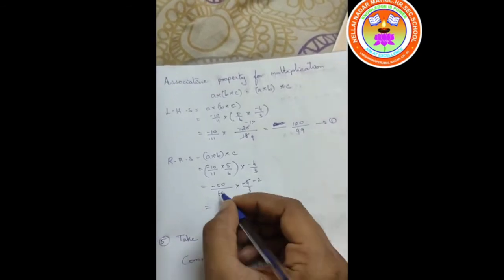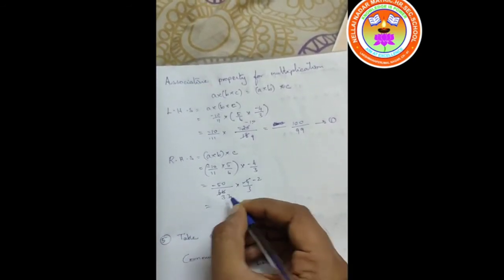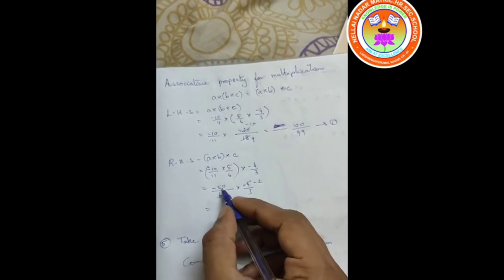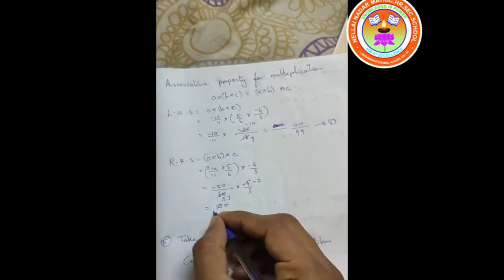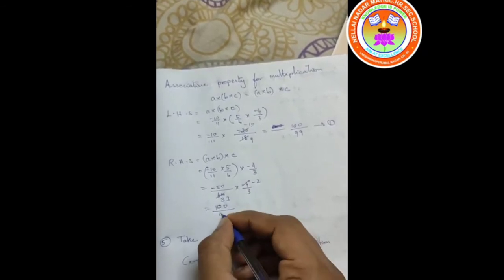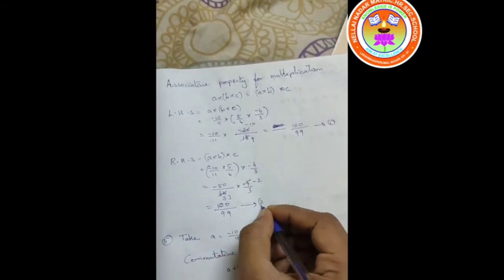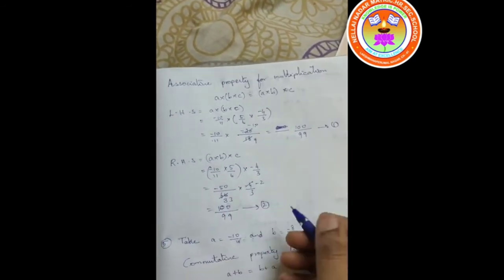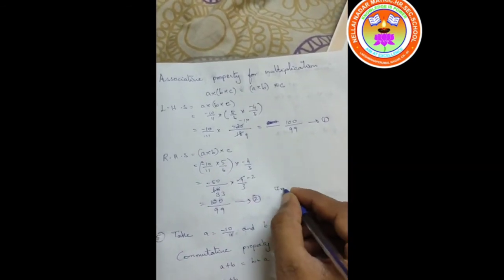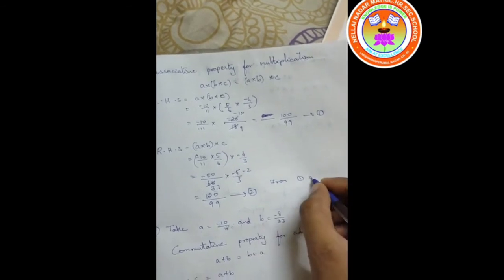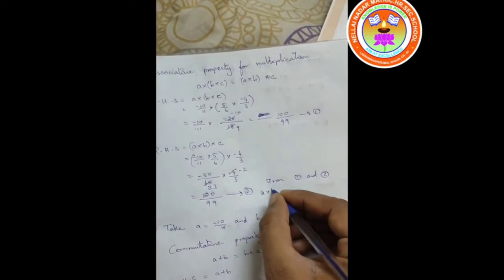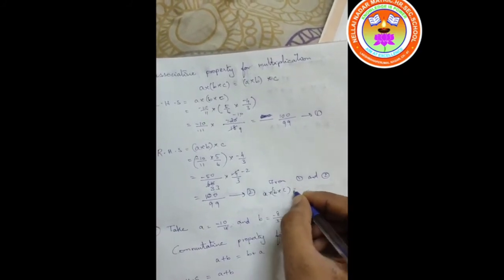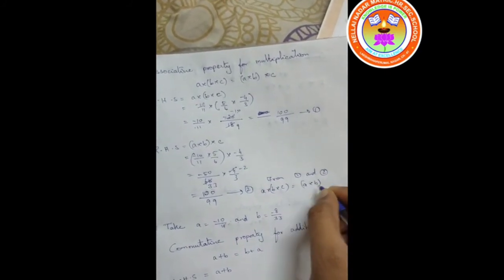Minus 2 here, 33. Then you multiply minus 50 into minus 2 plus 100 by 33 into 3, 99. Equation number 2. Look at these two equations, both are same. Therefore from 1 and 2, A into B into C is equal to A into B into C. Copy down.